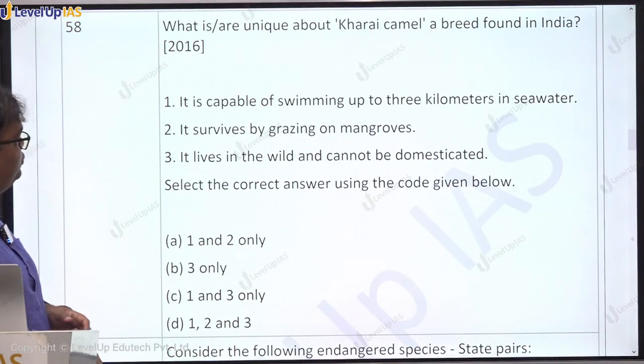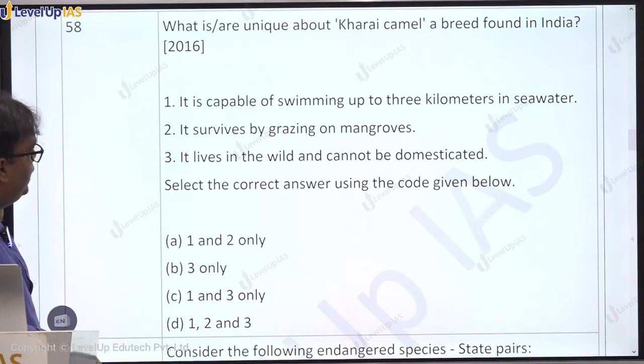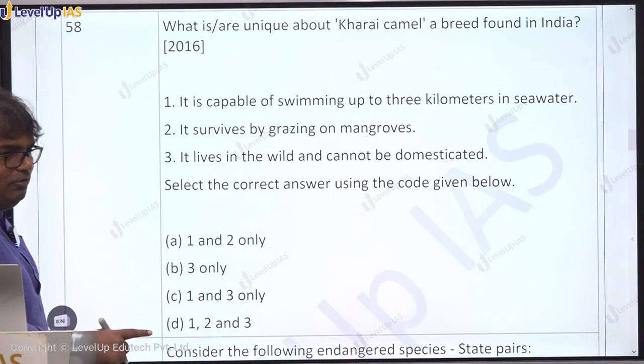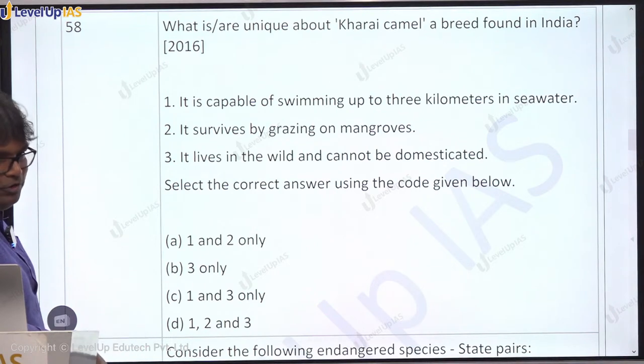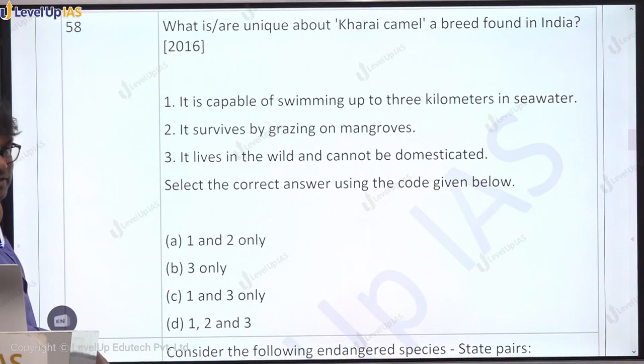Which of the following is true? A, 1 and 2. It can swim, we had studied that. It consumes mangrove. It lives in the wild and cannot be domesticated. That's wrong. We had seen that the owners of Khadai camels were having fights with the forest officials because there were more and more restrictions imposed. So they are domesticated, right? 1 and 2. A, 58 ka A.